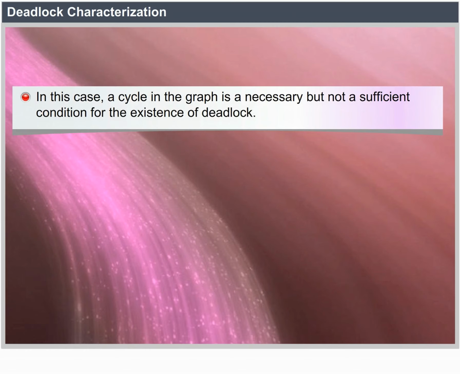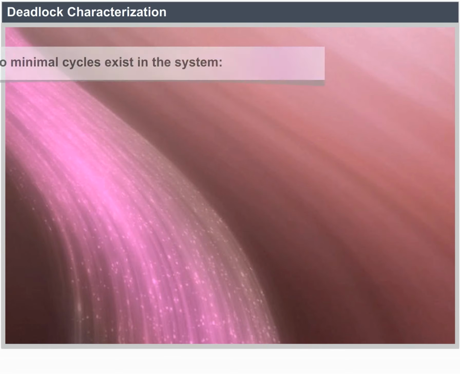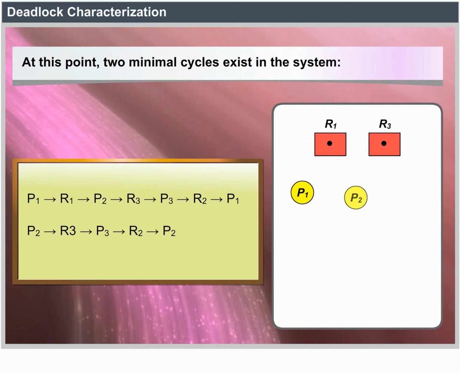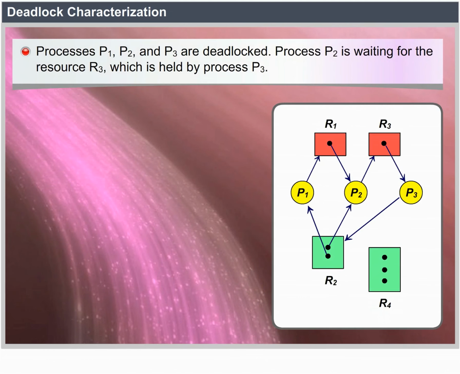In this case, a cycle in the graph is a necessary but not a sufficient condition for the existence of deadlock. Suppose that process P3 requests an instance of resource type R2. Since no resource instance is currently available, we add a request edge P3 → R2 to the graph. Resource allocation graph with a deadlock. At this point, two minimal cycles exist in the system. Processes P1, P2, and P3 are deadlocked.